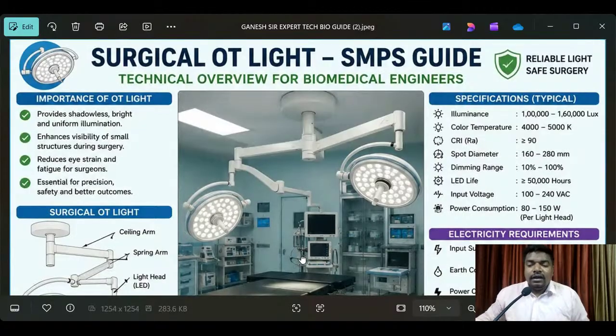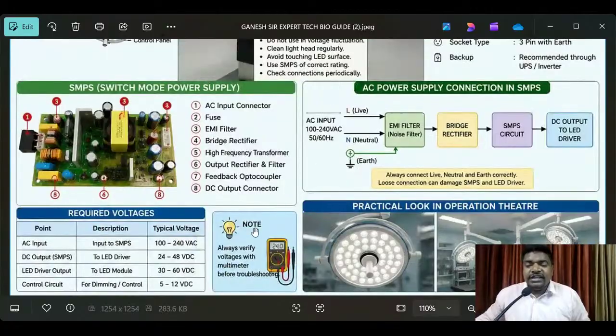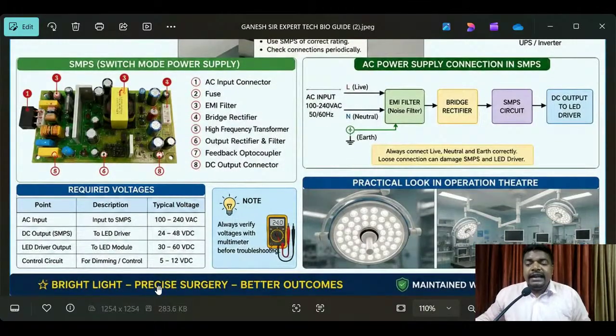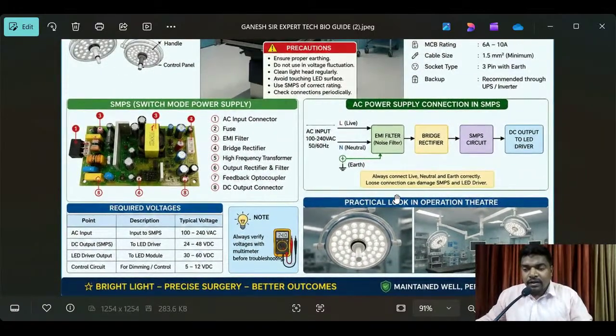Right? Come on, my dear engineers. Bright light, precise surgery, better outcomes, and when maintained well, it performs well. So I hope you got complete information about the OT light. Now let me go to the next slide presentation. Okay, come on.